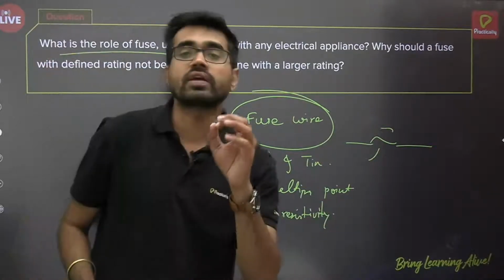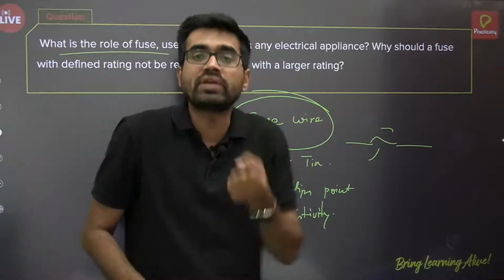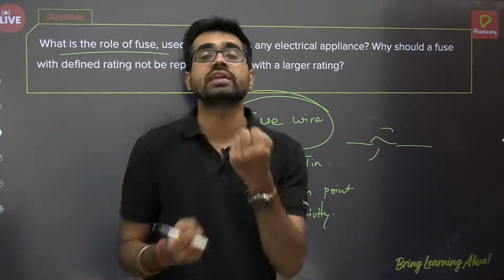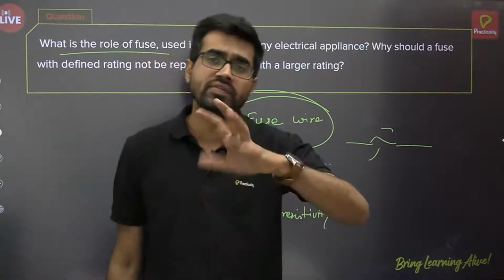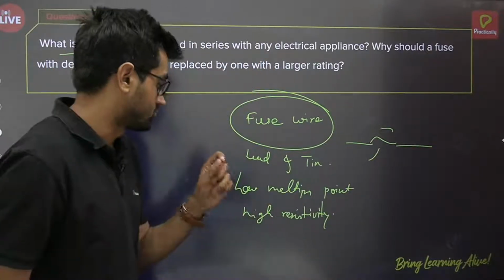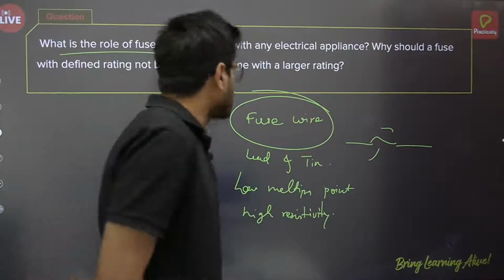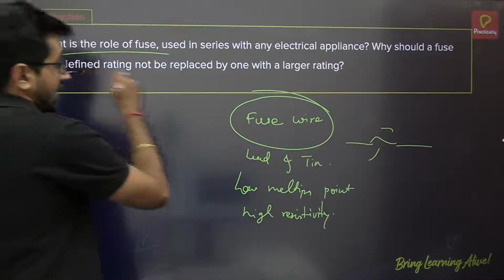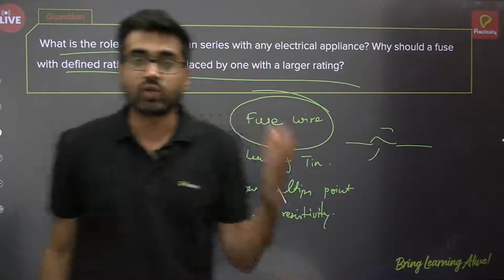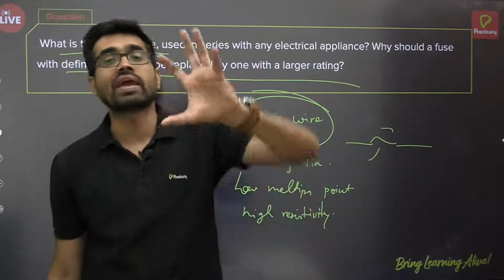So if this wire has a low melting point, it will melt. If it has high resistivity, then the current will produce some heat and it can melt even faster. But the resistivity is of course a limiting factor. So this way a fuse is used. Then there is a rating of the fuse. This is what I was talking about. You cannot have any rating of the fuse.